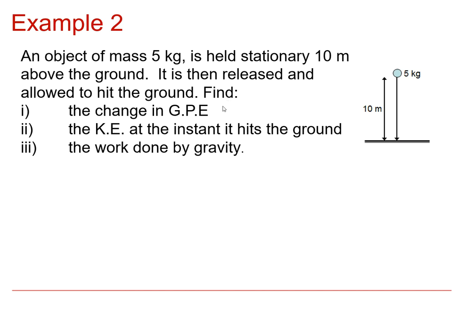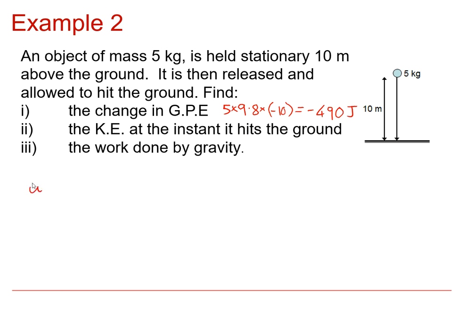Alright, so we need to be careful here. We know the mass is 5, we know that g is 9.8. The change in the height, we're thinking of the height being measured in the positive direction, is minus 10, because it's falling downwards. So that works out as minus 490 joules. Alright, so that's part 1.